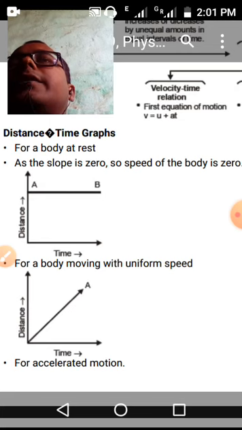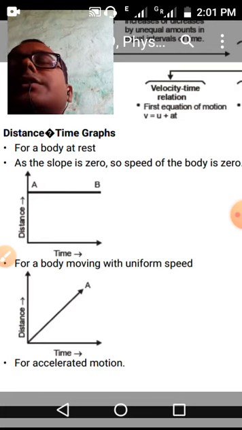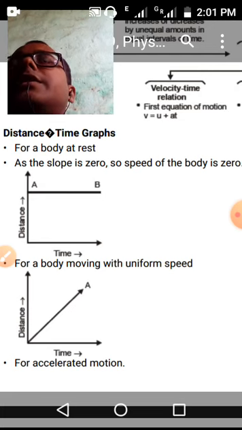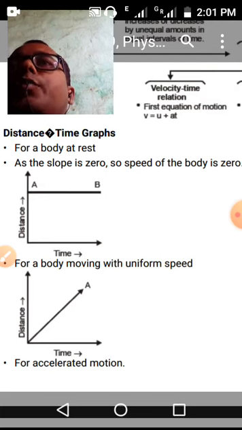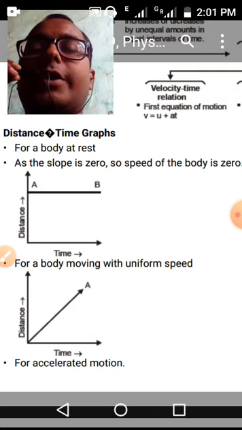As we know, distance has only magnitude, hence distance is called a scalar quantity. So what is a scalar quantity? A scalar quantity is a quantity which has only magnitude but not direction. This quantity is called a scalar quantity.